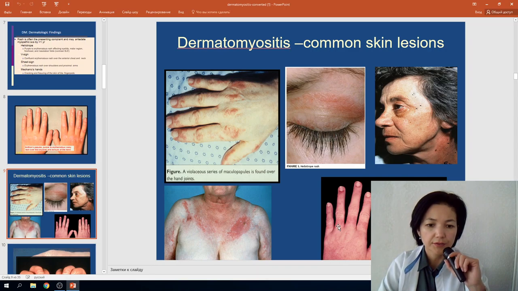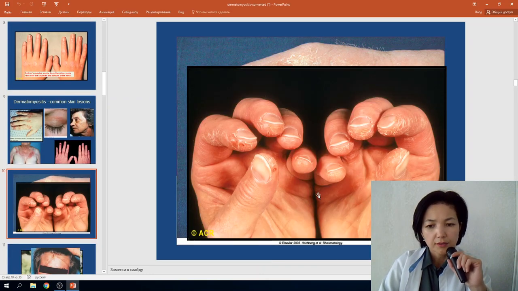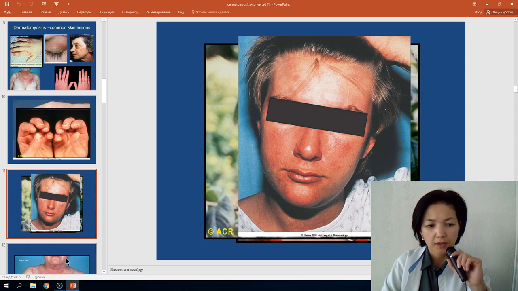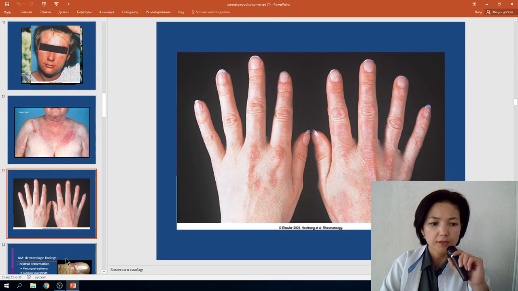Here you see figures of different Gottron signs, and you see the purple rash, heliotrope rash, and damage of the cheeks and face. This is also the V sign, and here the shawl sign, and also damage of the dorsal proximal finger pads. And here it's very clear, you see the mechanic's hand. Here again is damage of the whole face, the V sign region, the shawl sign region, the shoulder, neck and face, which have more contact with sunlight. All these regions will be damaged. You see here again the V sign rash, and again Gottron signs, and so on.